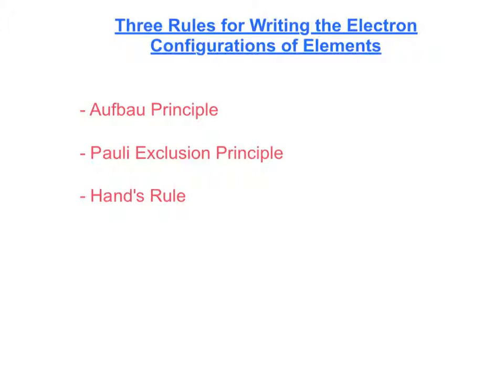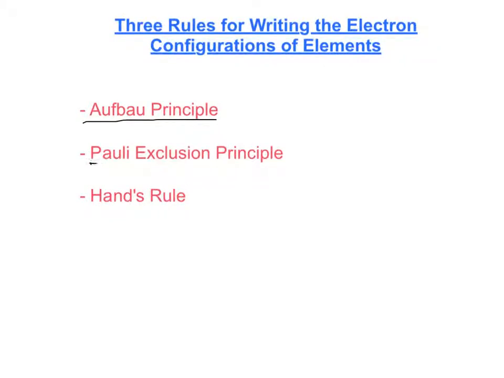The three rules for writing the electron configurations of elements are the Aufbau Principle, the Pauli Exclusion Principle, and Hund's Rule. These three rules tell you how to find the electron configurations of atoms. Let's start with the Aufbau Principle. According to this principle, electrons occupy the orbitals of lowest energy first. The orbitals for any sublevel of a principal energy level are always of equal energy.